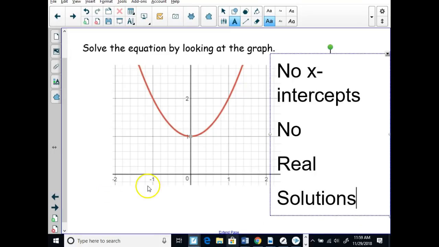So what should you learn from this slide? When it doesn't cross the x-axis, there's no real solutions. There's going to be something called imaginary solutions, which I'll teach you how to find later on this unit.